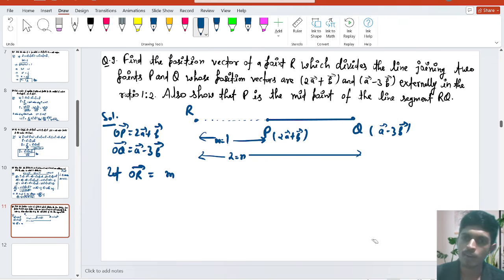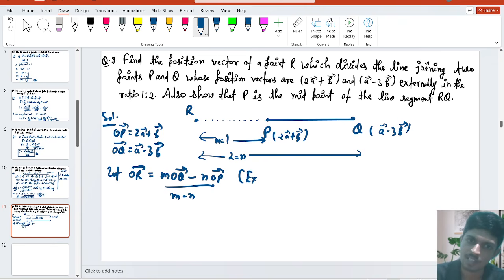In order to find the position vector of point R, we need the external division formula, because it says 1:2 externally. So the externally formula is m vector OQ minus n vector OP upon m minus n. We use the external division formula.